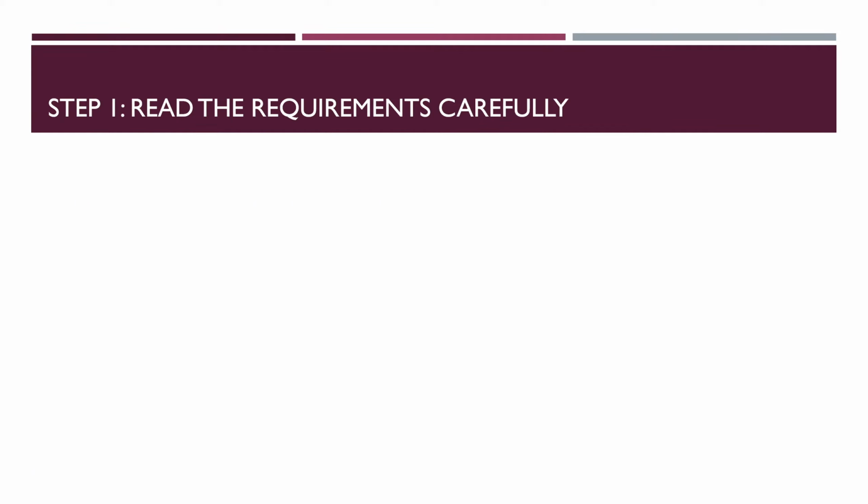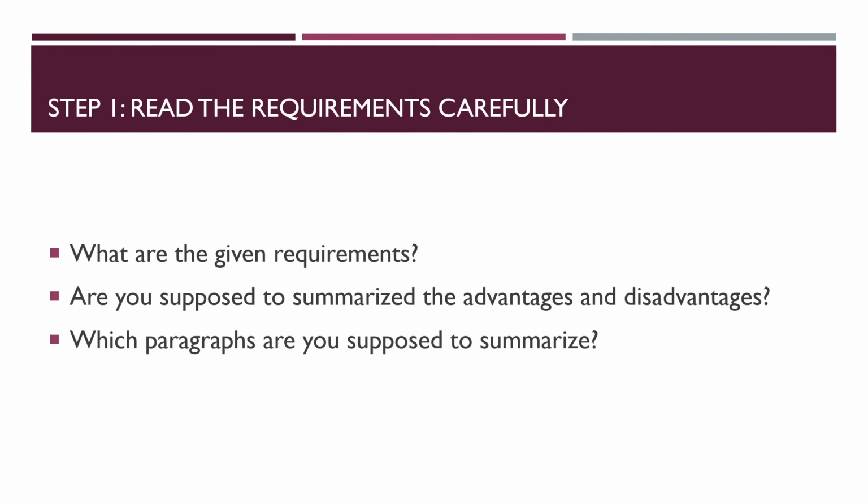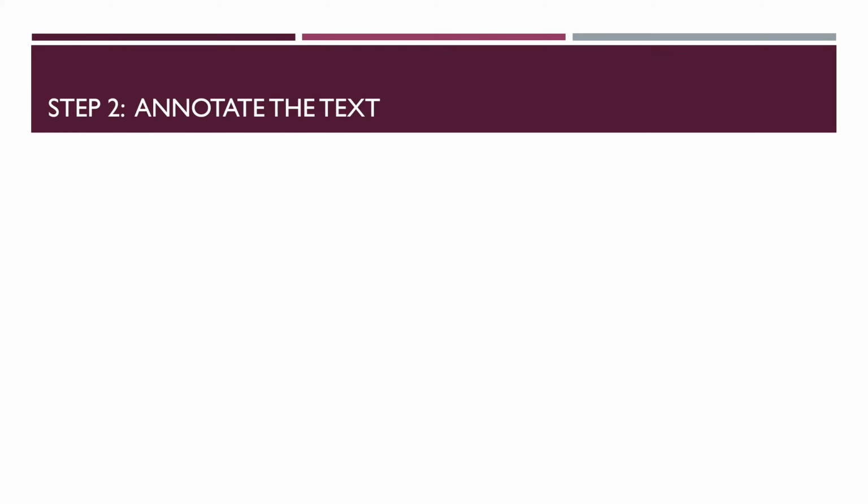So the very first step, especially for academic tests and examinations, very often there are requirements that are given to you. So please read the requirements carefully to make sure that you're answering the question. What are the given requirements? Are you supposed to summarize the advantages and the disadvantages? Or are you just supposed to summarize the advantages alone? Next, take note of the paragraphs that you're supposed to summarize to ensure that you don't go to the wrong paragraph and retrieve the wrong information.